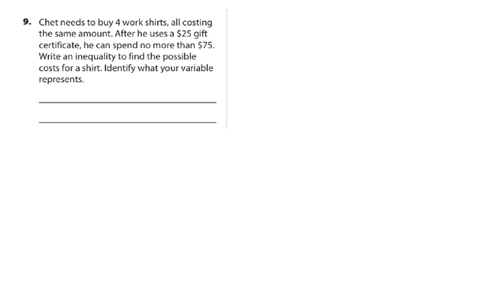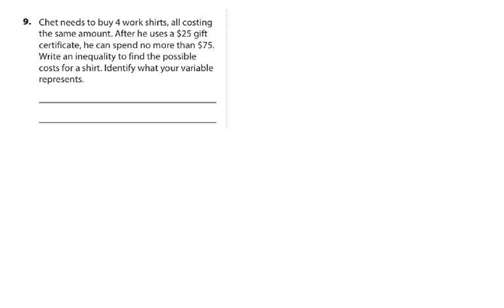It says Chet needs to buy 4 work shirts, all costing the same amount. He uses a $25 gift certificate. After he uses a $25 gift certificate, he can spend no more than $75. Write an inequality to find the possible cost for a shirt and identify what your variable represents.